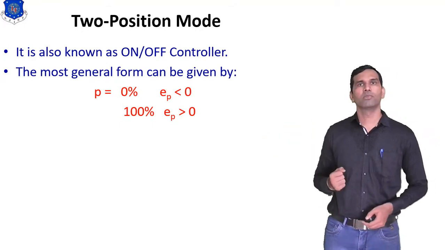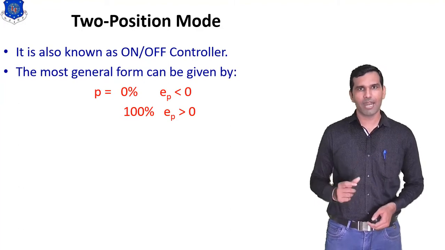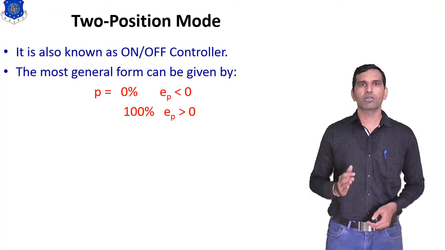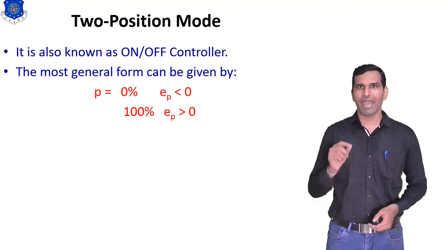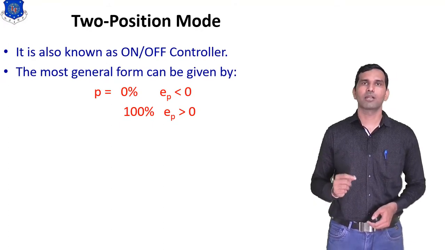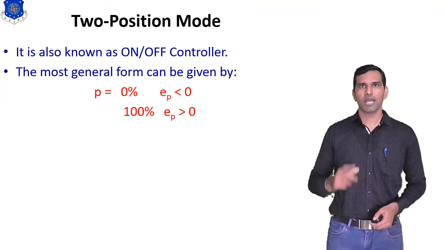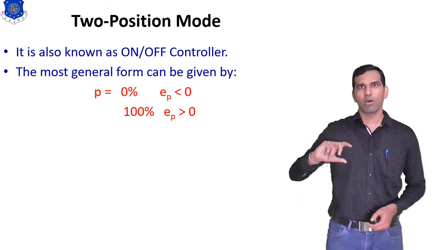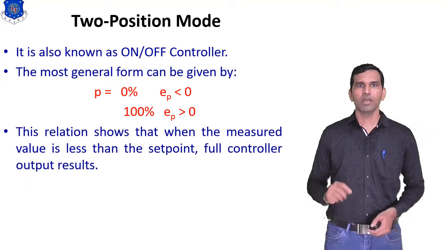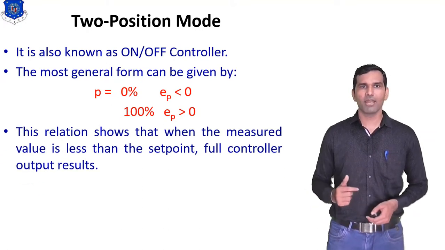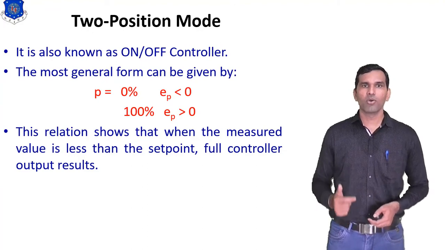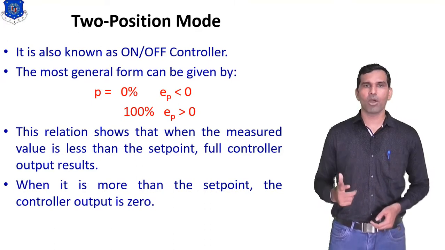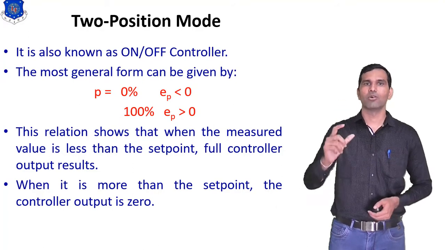What does this equation indicate? This equation indicates that when error is less than 0, the controller output is 0. But when error is greater than 0, the controller output is 100%. That's why it is known as on-off controller. That means only two positions are possible, on or off. This relation shows that when the measured value is less than the set point, full controller output results. When it is more than the set point, the controller output is 0.